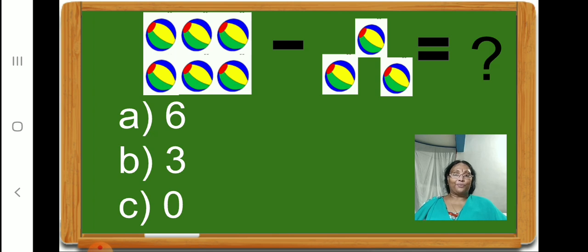So, children, open 6 fingers. Okay. Now, as we have to take away 3 balls, we are going to fold 3 fingers. 1, 2, 3. Now, count and see, children, how many fingers are left. 1, 2, 3. Therefore, children, 6 minus 3 is equal to 3. Now, let us select the correct option B, 3, which is the answer.